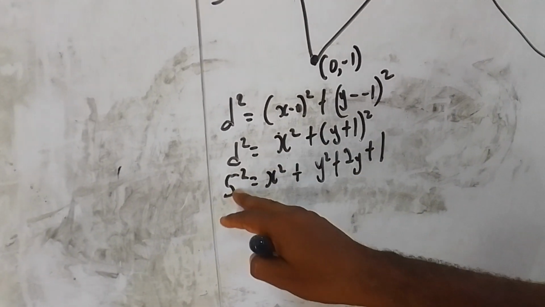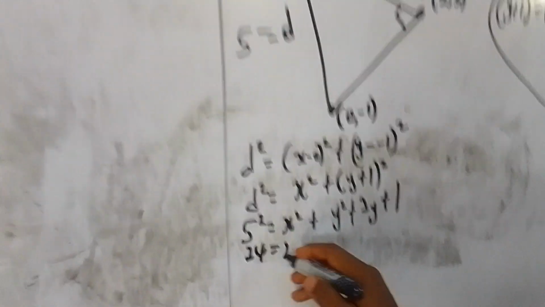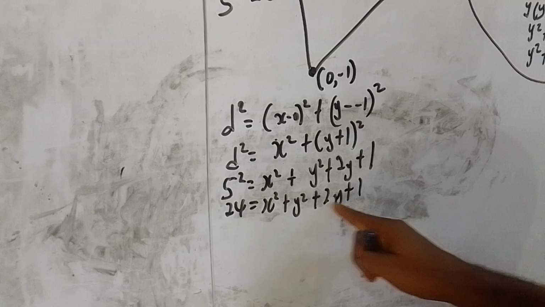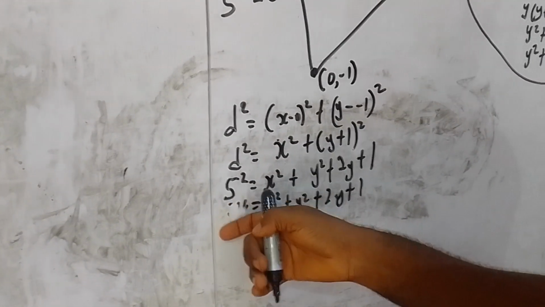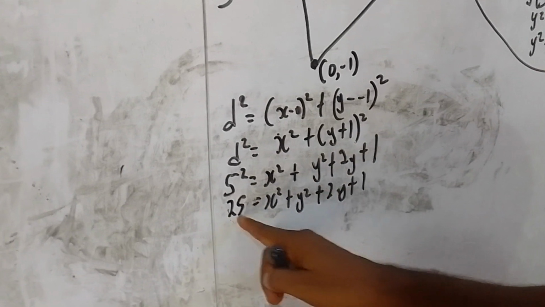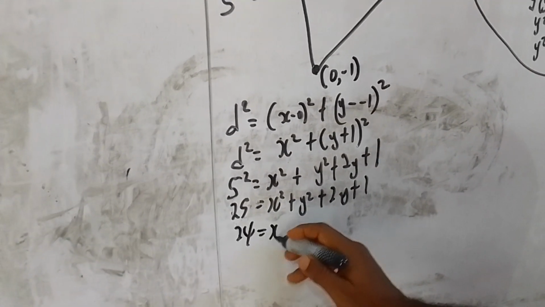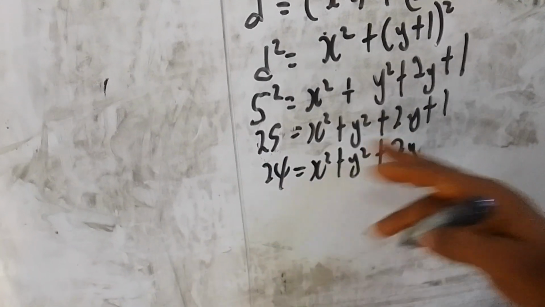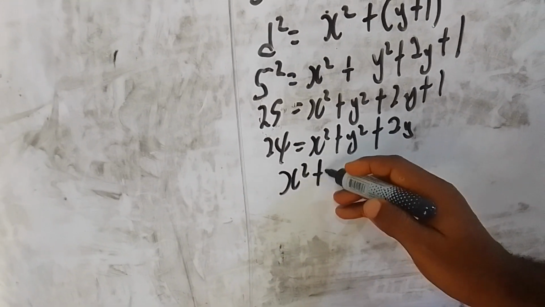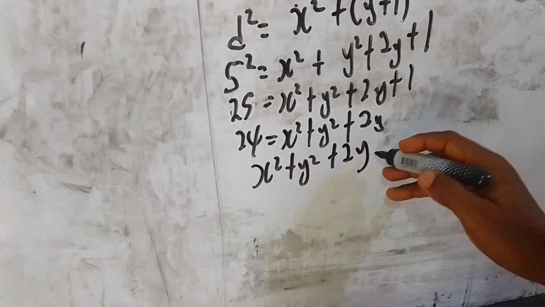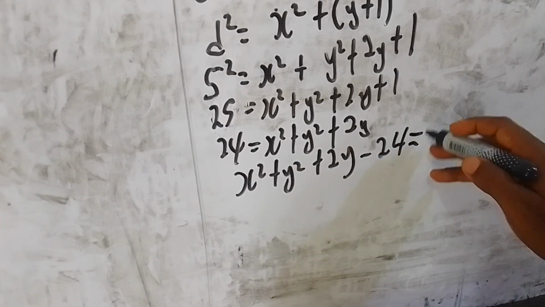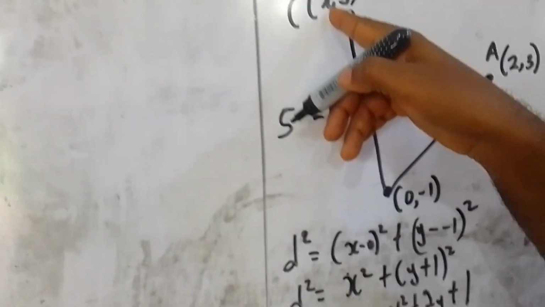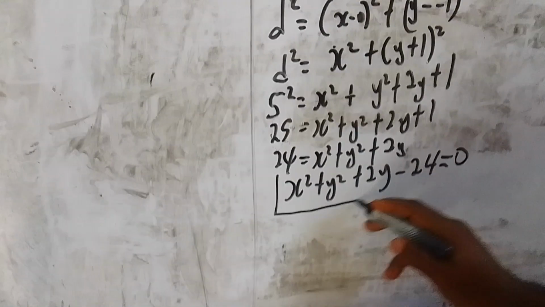If you look at this place now, 5 square is 25. So I have x square plus y square plus 2y plus 1. If you take this plus 1 to this other side, this will become 24, is equal to x square plus y square plus 2y. Taking this 24 to this other side, we are having x square plus y square plus 2y minus 24 is equal to 0. The x and y here is what we are looking for, which stand for the coordinates x and y.